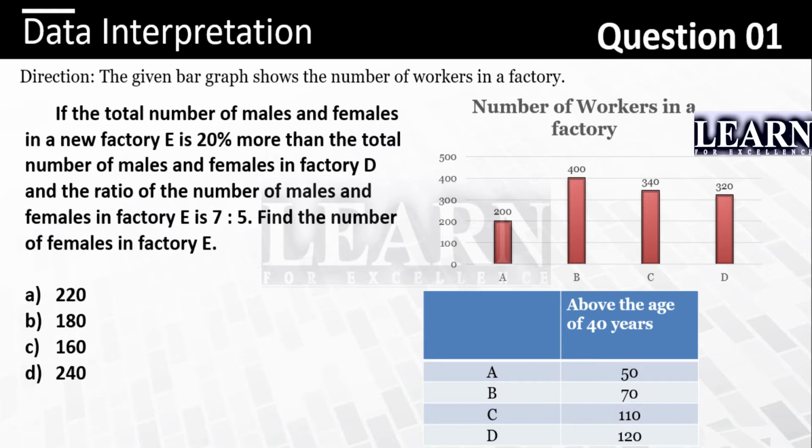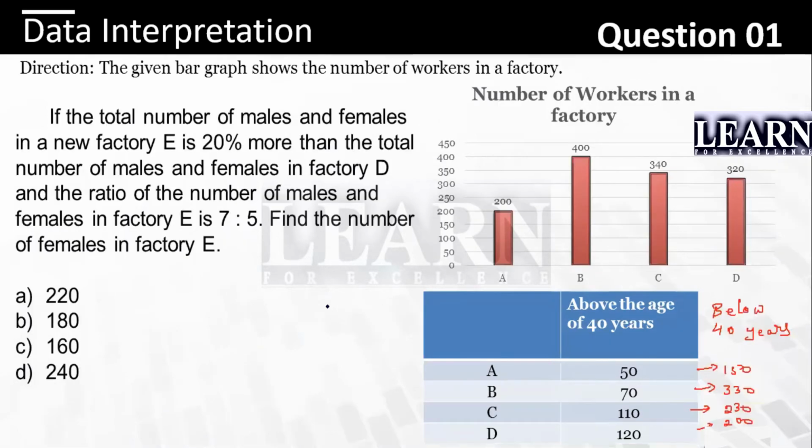If the total number of males and females in factory E is 20% more than the total number of males and females in factory D, and the ratio of number of males and females in factory E is 7:5, find the number of females in factory E. Now you have to try to relate E and D. First, we have to go with the number of workers in D. In D, it is nothing but 320, right? 120 plus 200, that's 320.